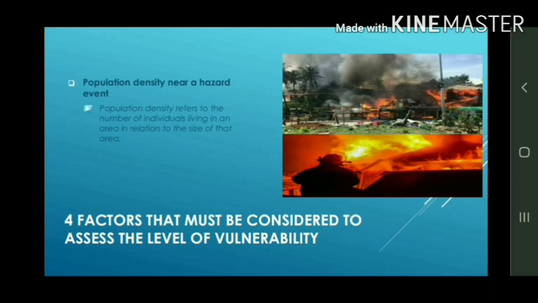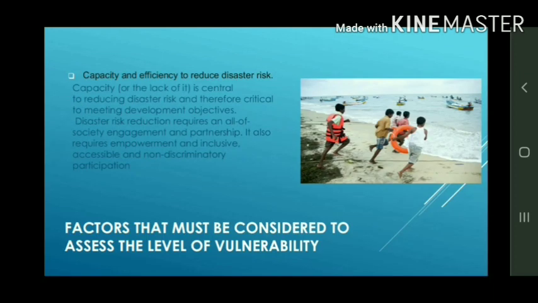So Fire Inspector Patricio Collado said that the fire started on Sila Serna Street around 2 p.m. and quickly spread in the squatters area colony. So that is a bright example of population density near a hazard event. Next.